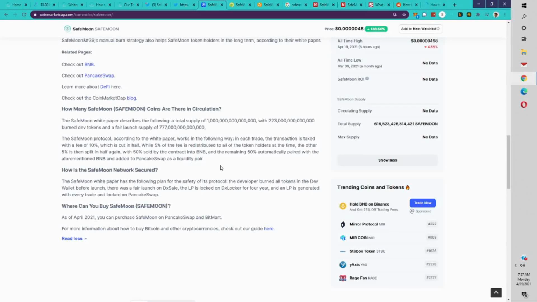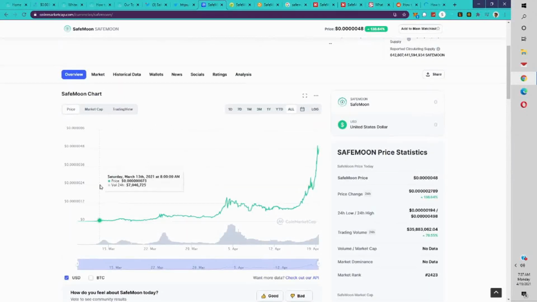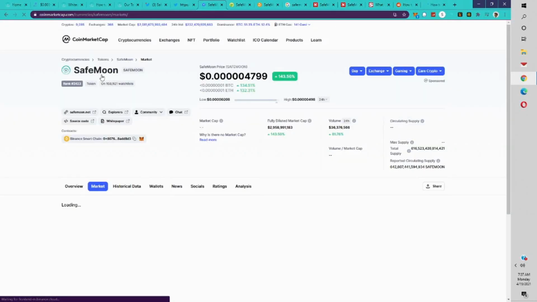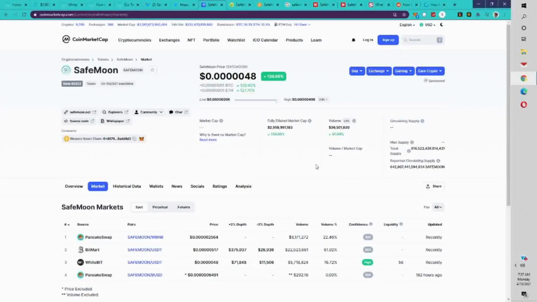So people are asking, where can you get Safemoon? You can get Safemoon on PancakeSwap and Bitmart, but mostly PancakeSwap. Let's just say PancakeSwap and Trust Wallet. So eventually, the idea with Safemoon is that the supply would be reduced and the price would keep going up due to the tax and people wanting to hold to get more tokens. So that should keep the price going up.